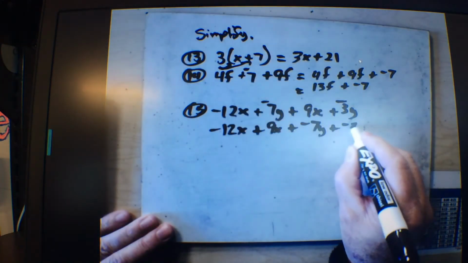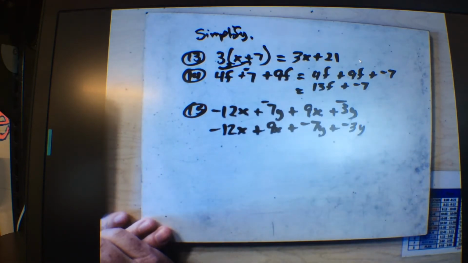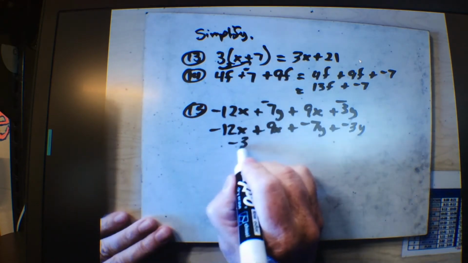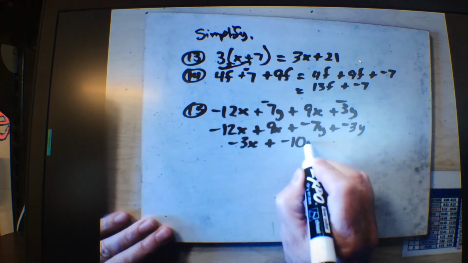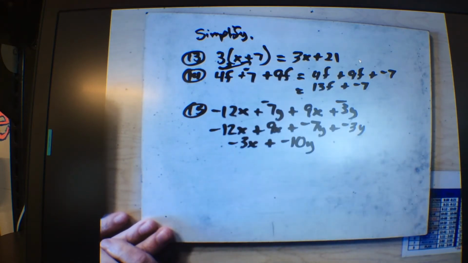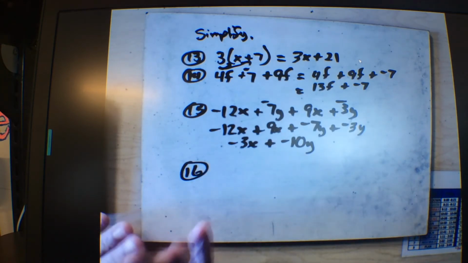Okay. Now, what is a negative 12x plus 9x? Ashley? Negative 3x. And Chuck, what is a negative 7y plus a negative 3y? Negative 10y. Okay. And I cannot add those together. They are not like. Do you agree or disagree?